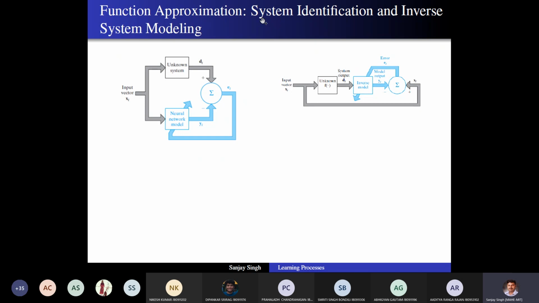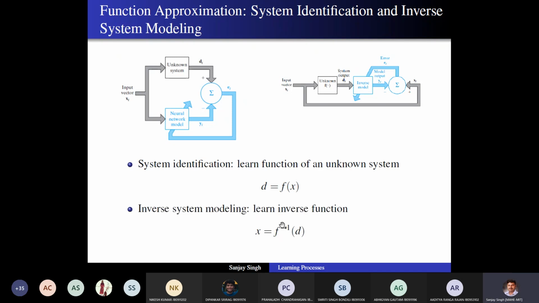So this is what is called system identification or function approximation. Another is inverse system modeling. When I say inverse system modeling, the problem is slightly different. In this case, you want to find it this way such that for that particular desired output, what should be the attribute, right?